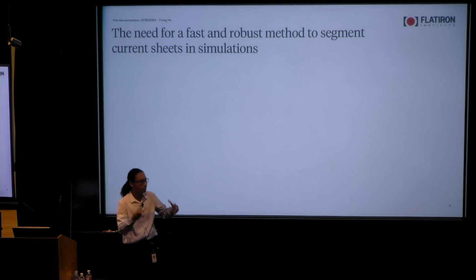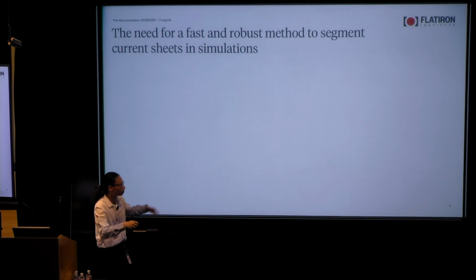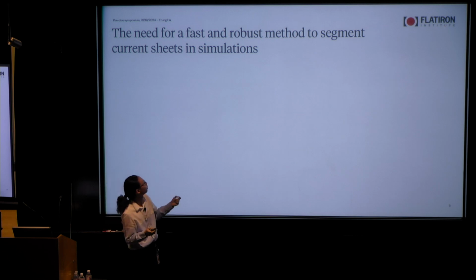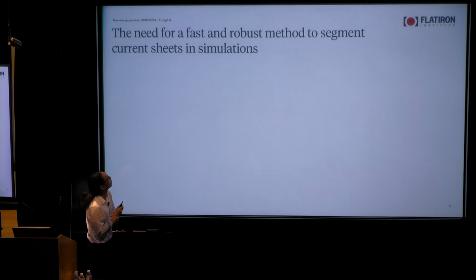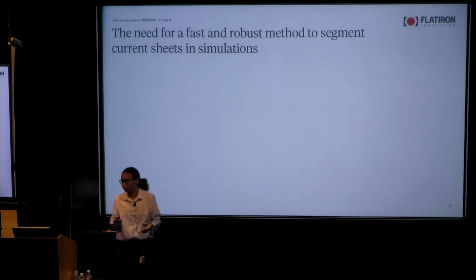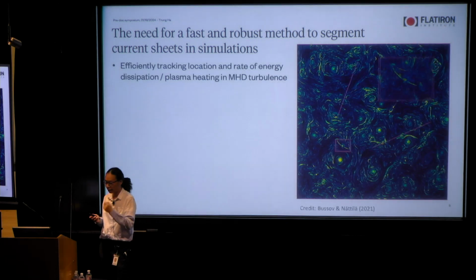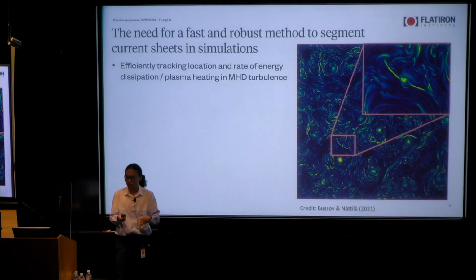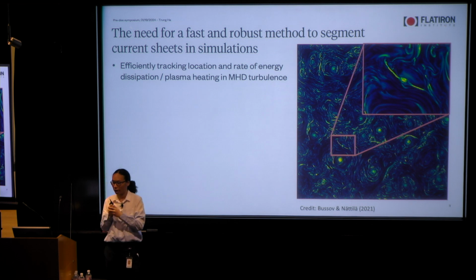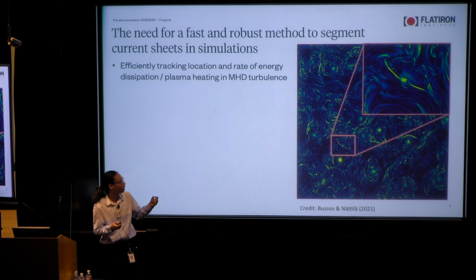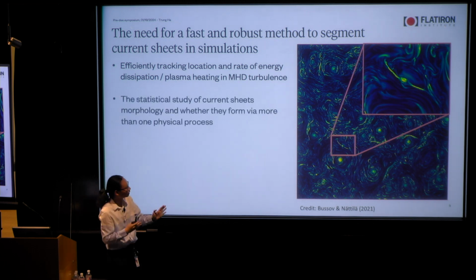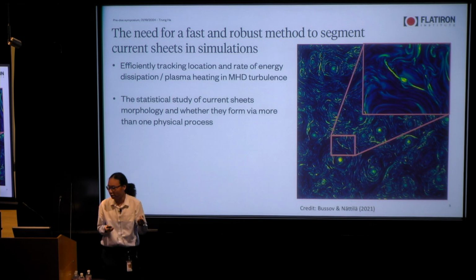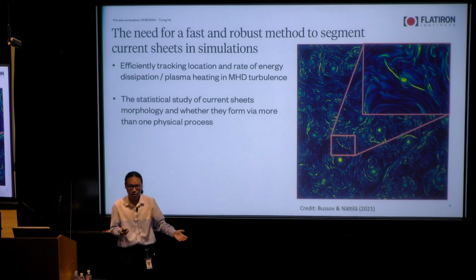Okay, so because of how widely we can see these current sheets in nature, we would like to have a fast and robust method to segment them. By being able to segment the current sheets in MHD simulations, we are able to efficiently track the location and the rate of energy dissipation as well as plasma heating in MHD turbulence. By segmenting out these current sheets, we can also do statistical studies of the morphologies of these sheets and then study their evolutionary history, so how they're formed.